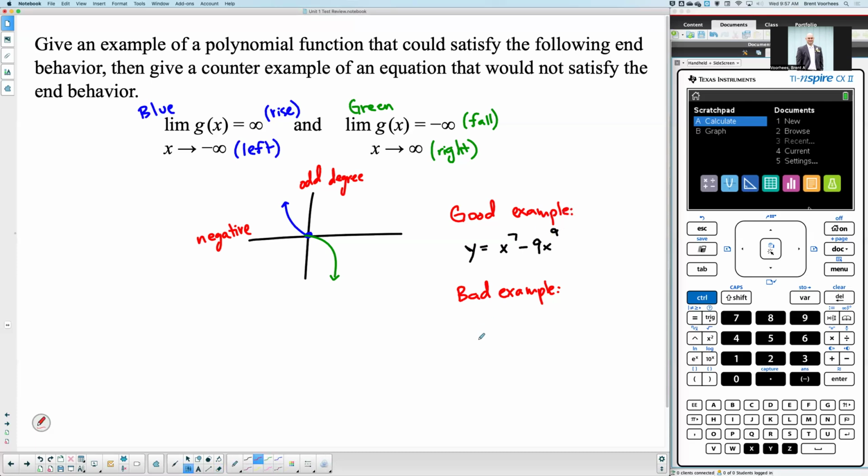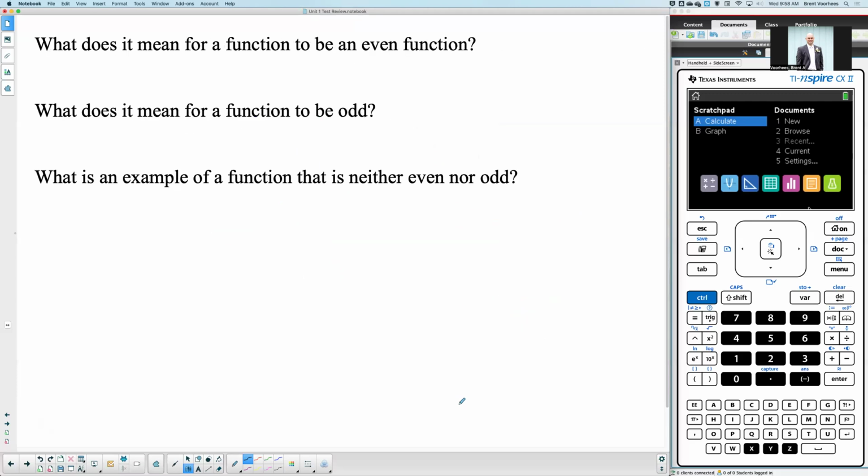There's a good example. How about here? I'll just do it like this. Y equals, this time I'll do x to the 9th minus 9x to the 7th. Why is that now bad? It's positive. That would now no longer be good. We cool on that? On how to come up with those? All right, and I can't remember if I did one more of these or not.